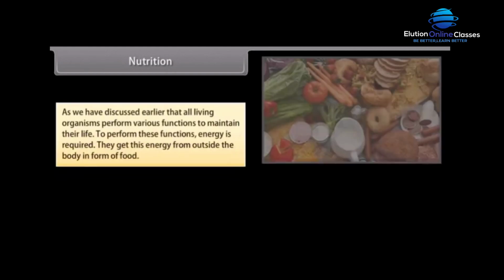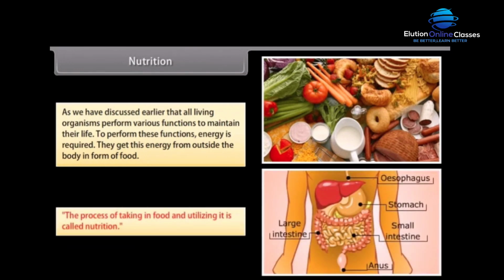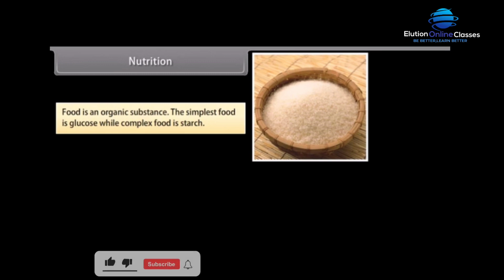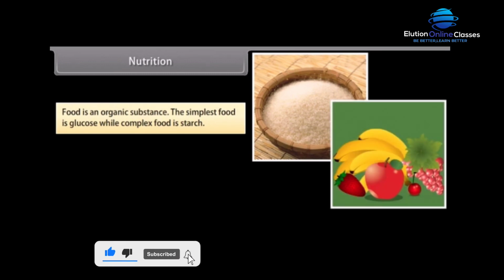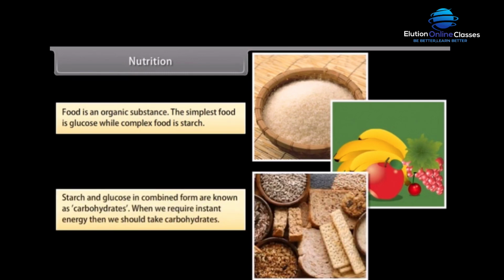Nutrition. As we have discussed earlier that all living organisms perform various functions to maintain their life. To perform these functions, energy is required. They get this energy from outside the body in form of food. The process of taking in food and utilizing it is called nutrition. Food is an organic substance. The simplest food is glucose, while complex food is starch. Starch and glucose in combined form are known as carbohydrates. When we require instant energy, then we should take carbohydrates.